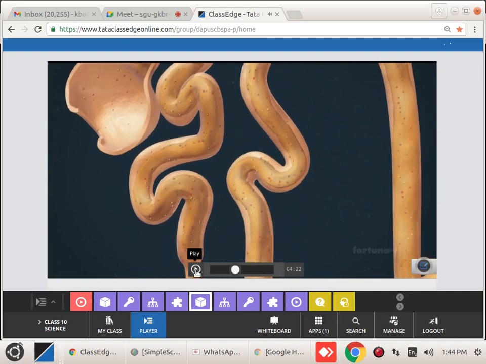See, this is the first, the PCT, that is coming from the Bowman's capsule. So first of all PCT, then Henle's loop, then DCT. Okay. So again, I am saying that a very beautiful 3D diagram is given here. That video is given over here.